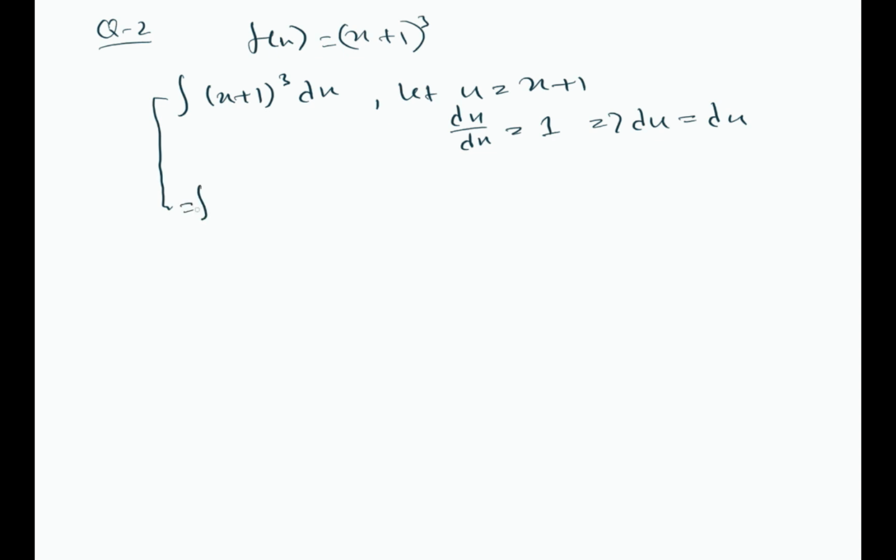Okay, so we can represent our function with u and du. So the integral of x plus 1 is u, so u to the power 3, and du is equal to dx, so du. This is a very easy problem. We can integrate u according to the power rule of integration: u to the power 3 plus 1 is 4, divided by 4 plus c. What is u? u is actually x plus 1, to the power 4 divided by 4 plus c. So this is the final answer for this question. Question 3.